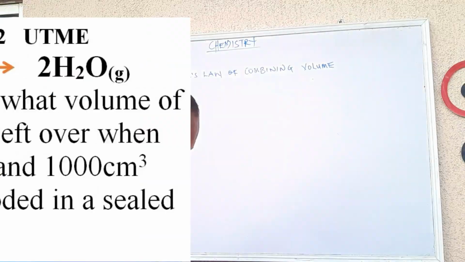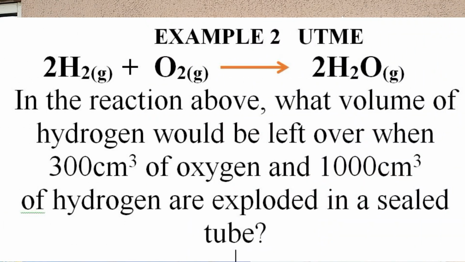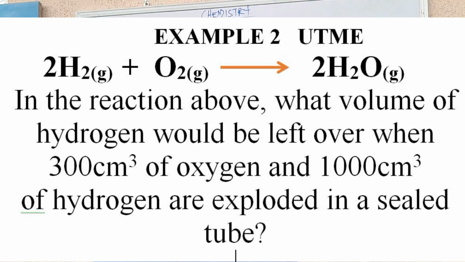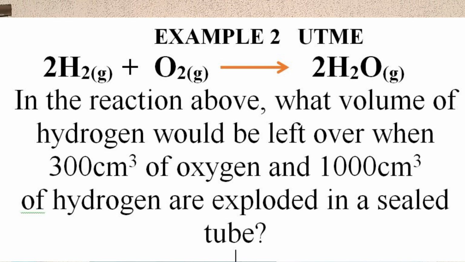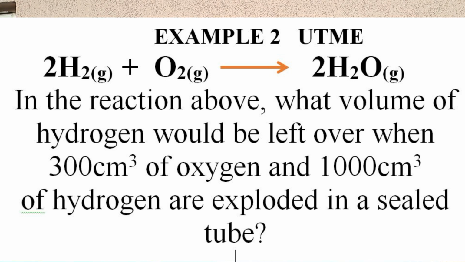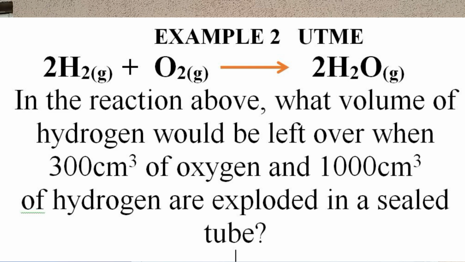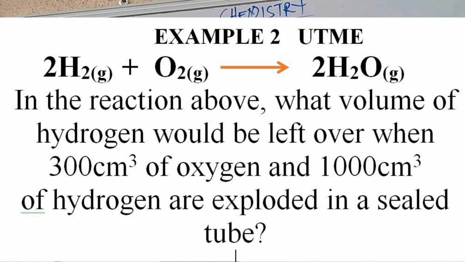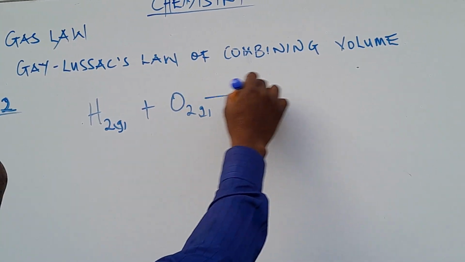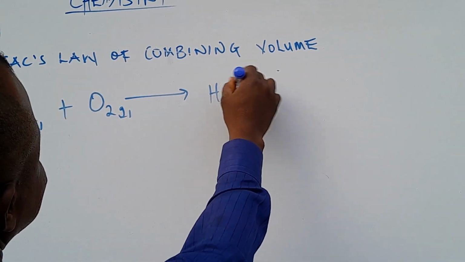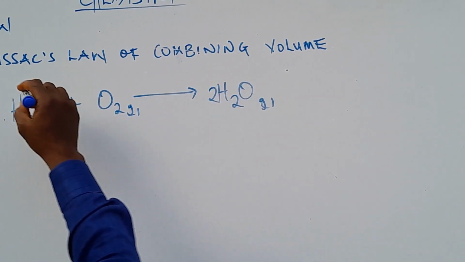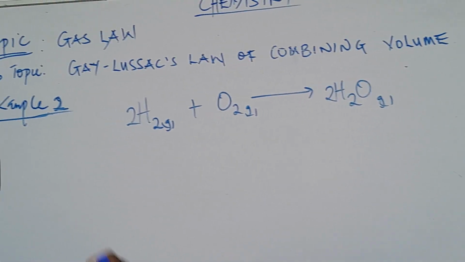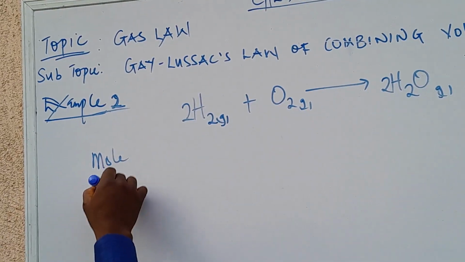Example 2. All right. Example 2 says, in the reaction above, what volume of hydrogen will be left over when 300 cm cube of oxygen and 1000 cm cube of hydrogen are exploded in a sealed tube? So let's look at it again. So we have our reaction, plus oxygen gas to yield steam. Put them in gaseous state. Let's check our volume or mole ratio of the reaction.